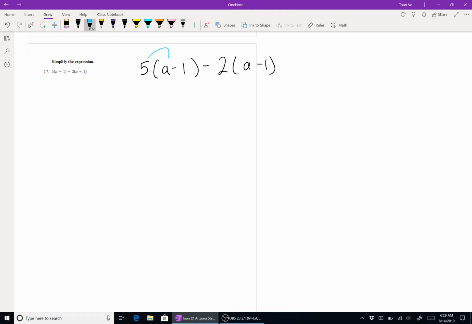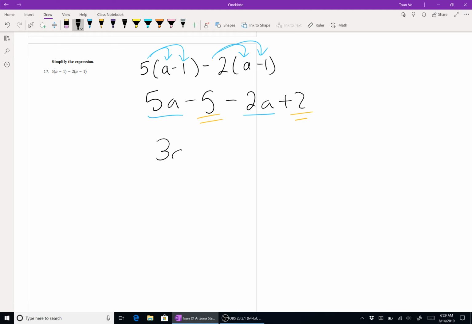When I see stuff in front of parentheses that tells me to distribute, be mindful that you're distributing a -2 for the second parentheses. So that gives us 5a minus 5 minus 2a plus 2, and then you just go ahead and combine like terms. So when you combine like terms, the blue, 5a with -2a gives me 3a, and whatever the other color is, green, orange, I don't know, the -5 plus 2 is a -3. So that should have been number 17.